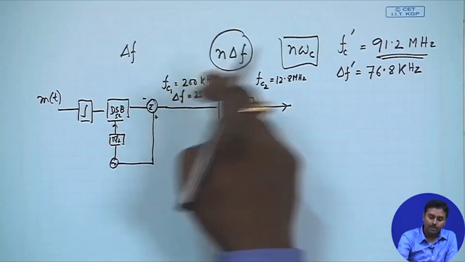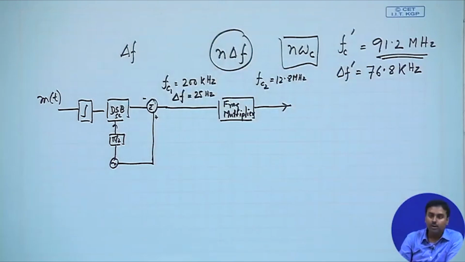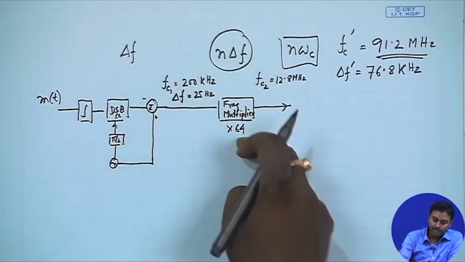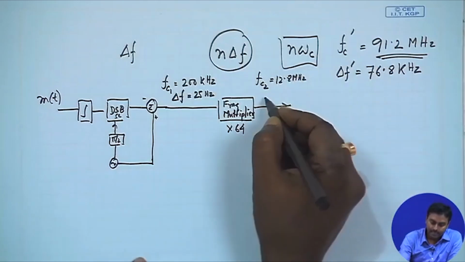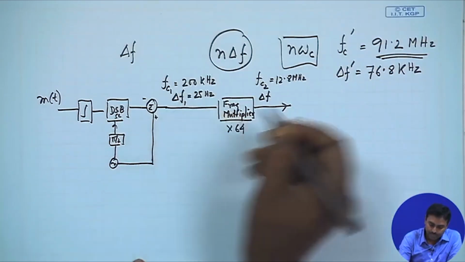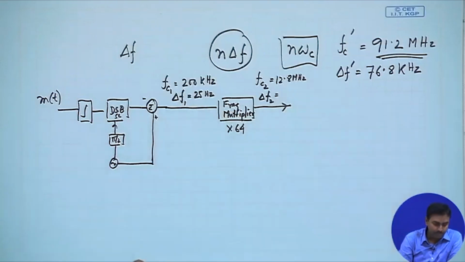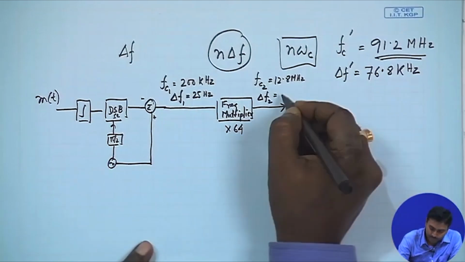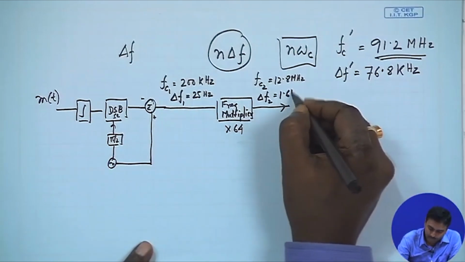So, from 200 kilohertz to 12.8 megahertz, accordingly you can see how much multiplication has to be given. So, this is actually multiplied by 64. So, 200 into 64 you will get this, and accordingly your del f also will be changed. So, if this was del f1, this should be del f2, which should be 25 into 64, right. So, that becomes 1.6 kilohertz.